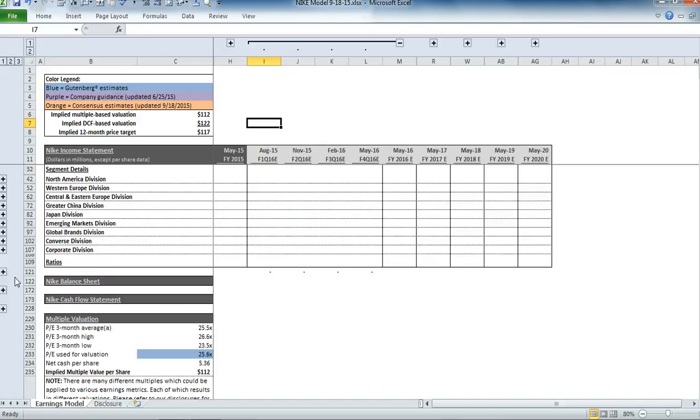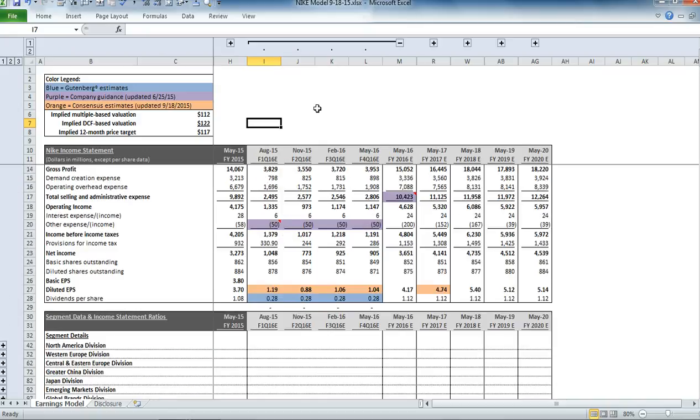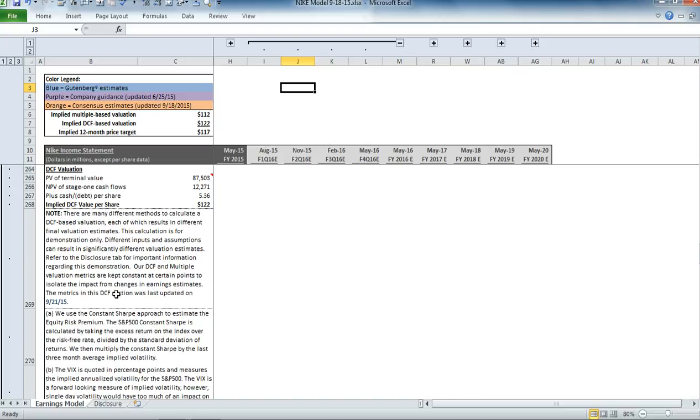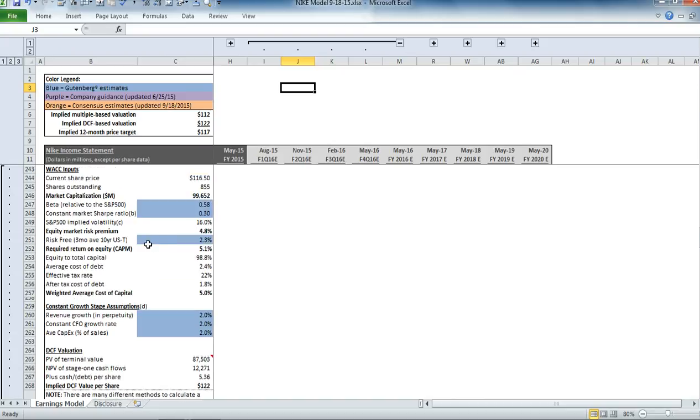Maybe you're a little worried about where volatility has been relative to where it was last quarter. So you could go down to the DCF section and say, okay, what was our assumption for volatility? We had implied volatility of 16%. Let's say that goes up to 20%. And as we do that, watch what happens to the DCF valuation. So it came down by $22 by having that huge change in volatility.